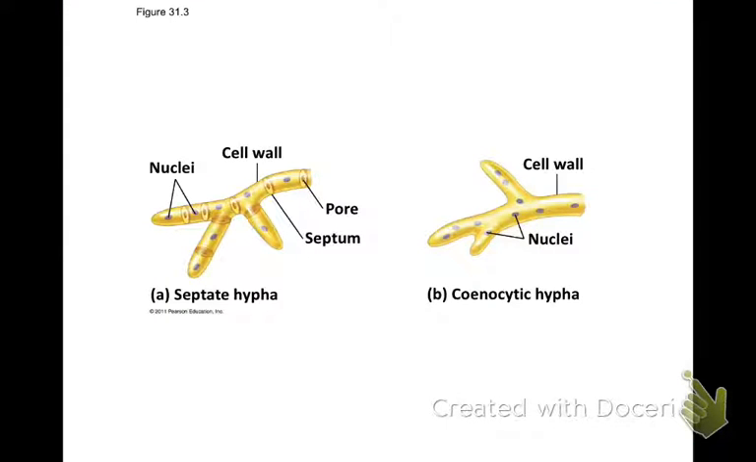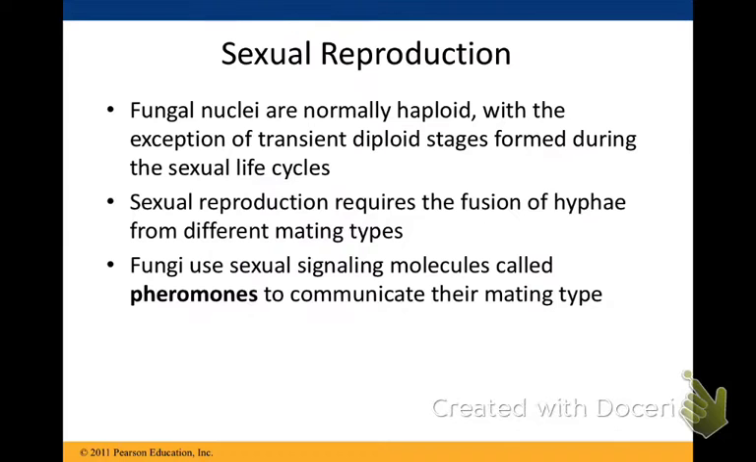So here's an example of a septate hypha, and you can see that the nuclei are separated by dividing cell walls, which are referred to as a septum. In the cenocytic hypha, you can see you don't have any cell walls laid down between the nuclei in the hypha. Okay, so fungi are normally haploid, and the sexual reproduction tends to be a very transient stage in the life cycle.